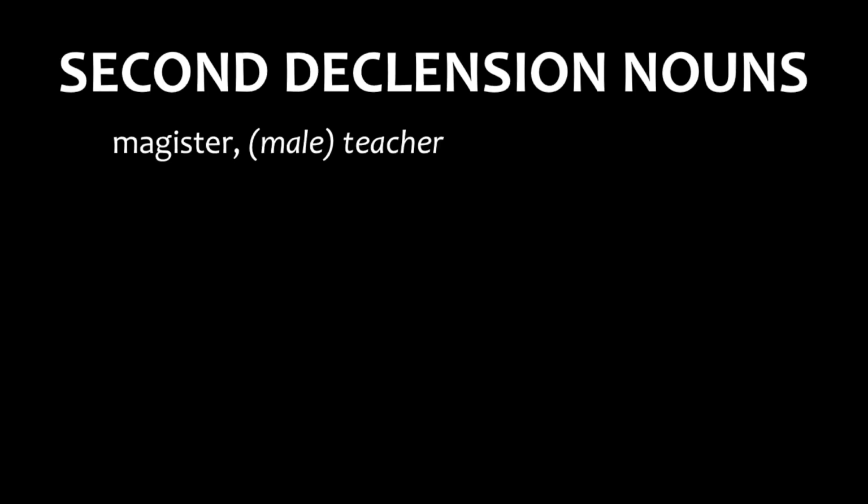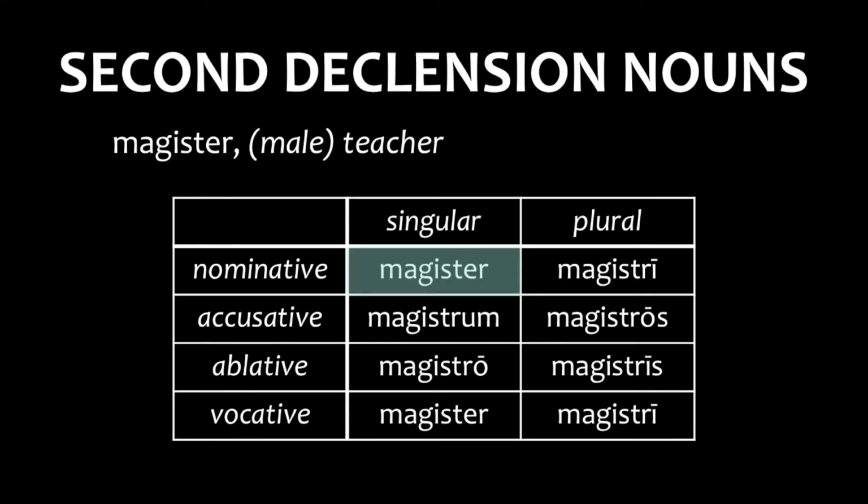All right, now let's look at one of the second declension nouns, magister, or teacher. So nominative singular is magister, accusative magistrum, ablative magistro. And then the vocative here is the same as the nominative, because the only time the vocative is different from the nominative is when the nominative ends in -us. So here the vocative is going to be magister again. Then the plural: nominative magistri, accusative magistros, ablative magistris, vocative magistri.